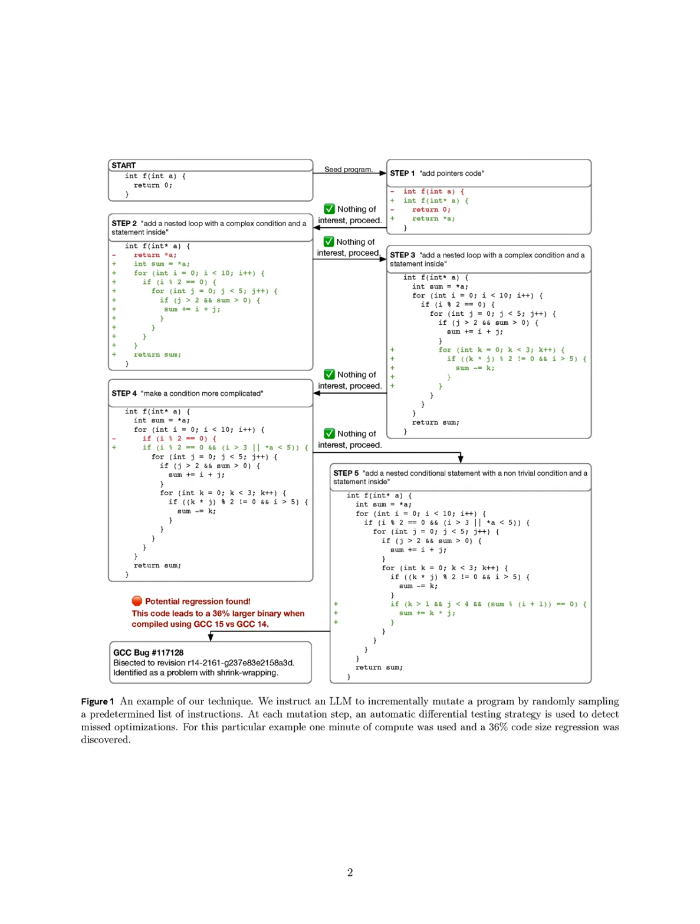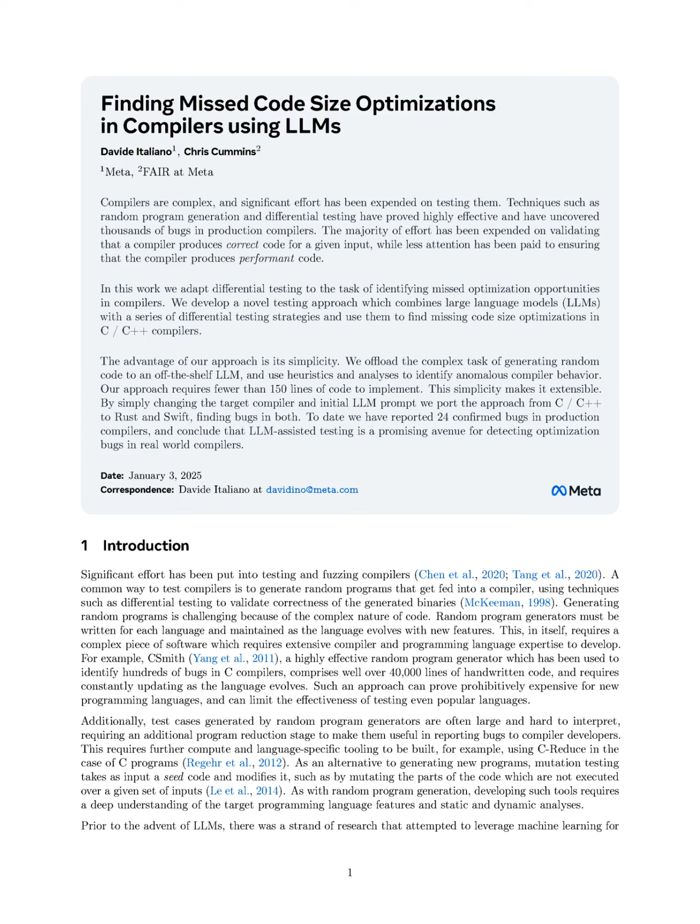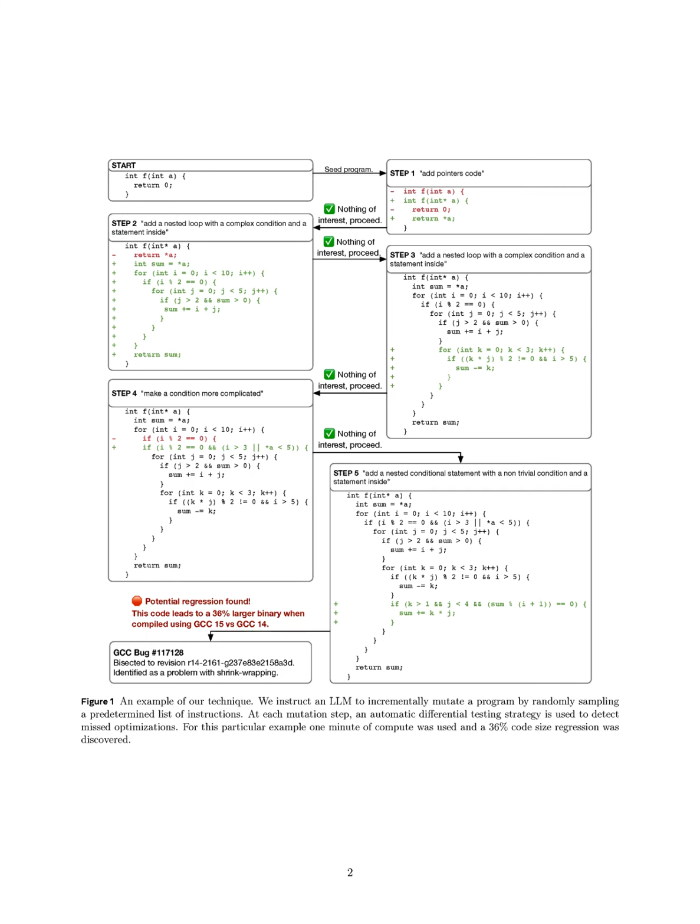Our proposed mutation testing methodology specifically aims to identify missed code size optimization opportunities in compilers, which is critical for applications in embedded computing, mobile applications, and firmware software. Traditional methods of compiler testing, such as random program generation, are often complex and require extensive maintenance, making them less effective for new programming languages. By utilizing large language models, LLMs, to iteratively mutate a simple seed code, we simplify the process of generating test cases while targeting optimizations that may have been overlooked.